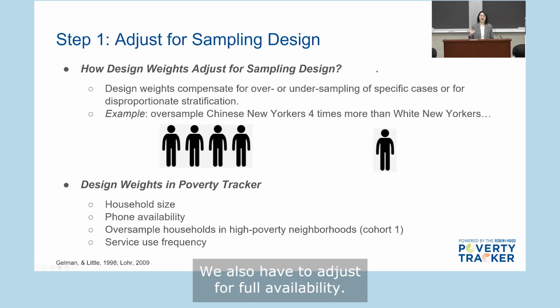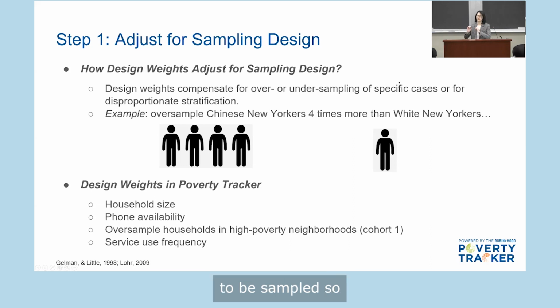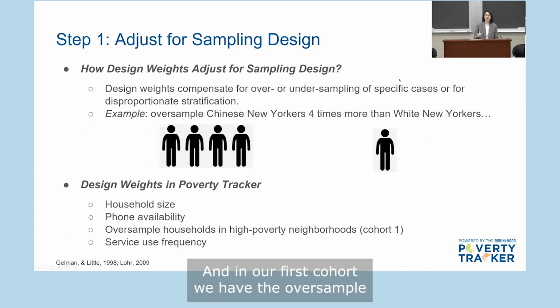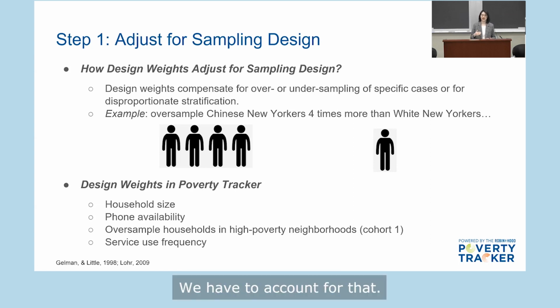We also have to adjust for phone availability. When you imagine a person with multiple cell phones for some reason, this person will be more likely to be sampled than a person with just one single cell phone in our sample. So we adjust for that too. And in our first cohort, we have the oversample for households in high poverty neighborhoods, and we have to account for that in our design weights.